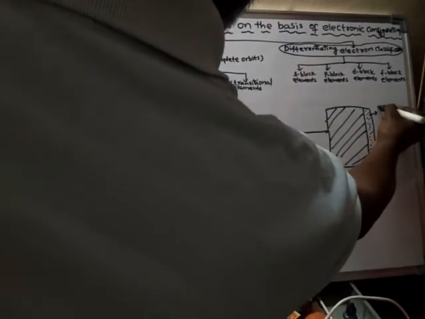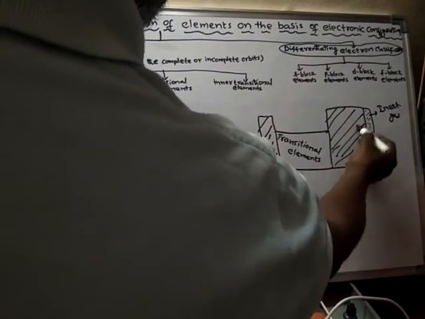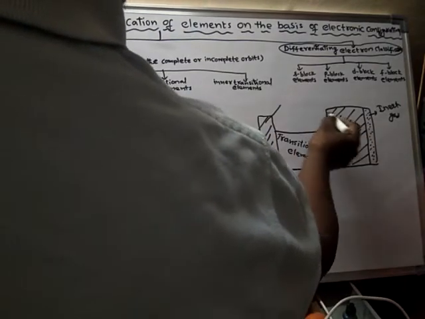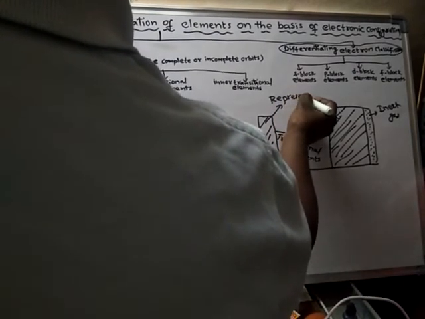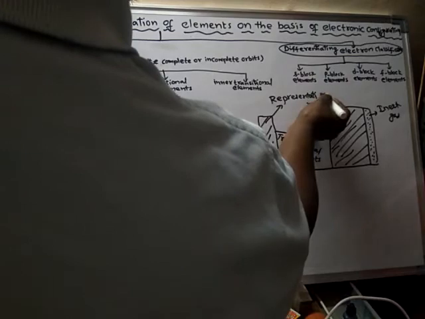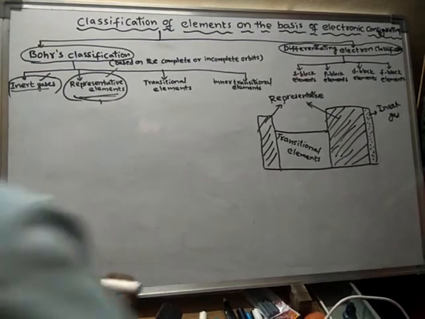So actually, where are the inert gases located? This portion, in this portion, inert gases are present. And now this portion, so this one and this one, they are called representative elements. They are also called normal elements.